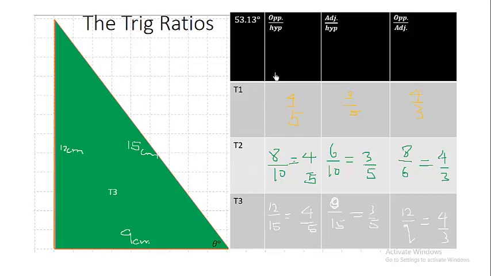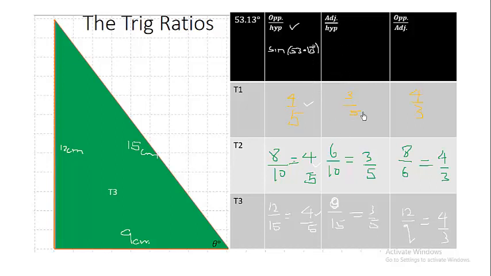So we can see that for all the ratios, the values are constant despite different sizes of the triangle. So that constant ratio is what we call the sine of the angle theta. I would like you to take your calculator and find the sine of 53.13 degrees. You see that it will be approximately equal to 4 over 5 if correct to 2 decimal places.